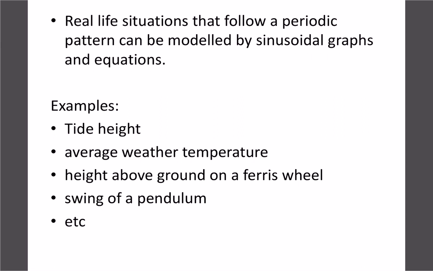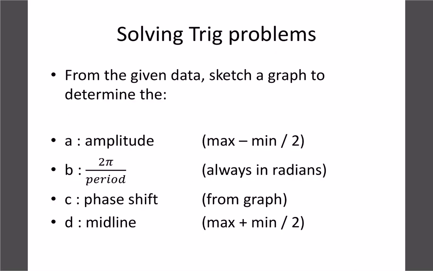The swing of a pendulum, so if you're on a swing, we could graph height of the pendulum over time, things like that. So similar to a Ferris wheel, we could draw all of these things. Any kind of situation that repeats over and over again, we can often graph it and get a sine or cosine type equation to analyze it. So the question then is, how do we do these kind of questions? Well, just like anything else, we want to sketch the graph, and from the graph determine the A, B, C, and D values.